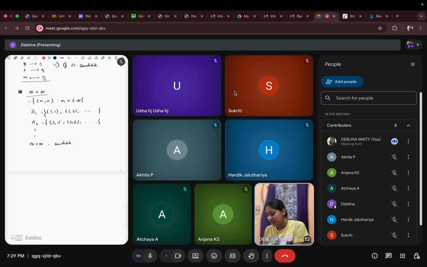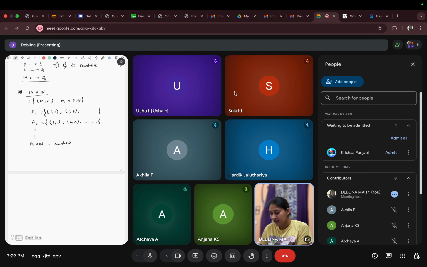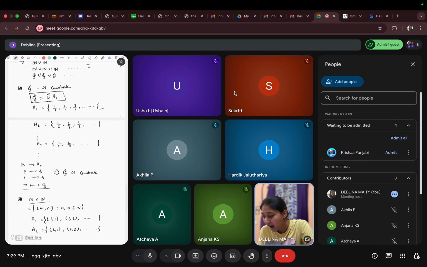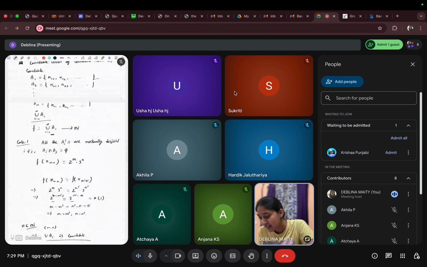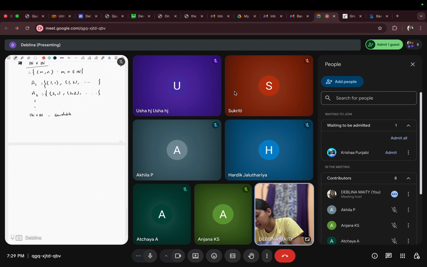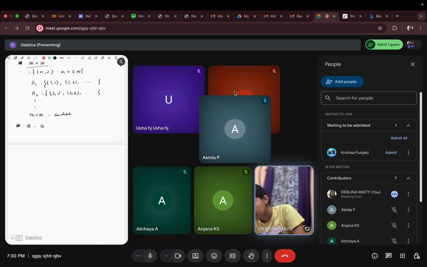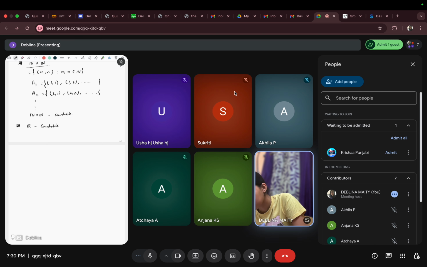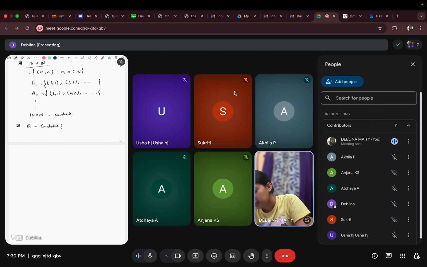Okay, so let's talk about sequences now. I have not talked about R yet. We have seen that N is countable, Q is countable. Then what about R? And what about the irrational numbers? Are they countable or not? You will see that R is not countable.